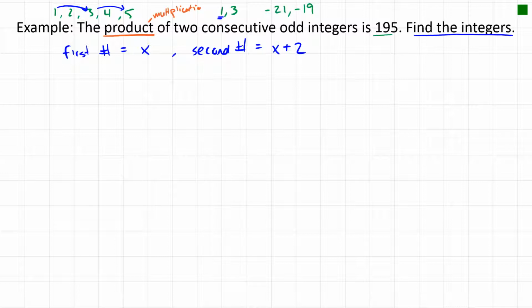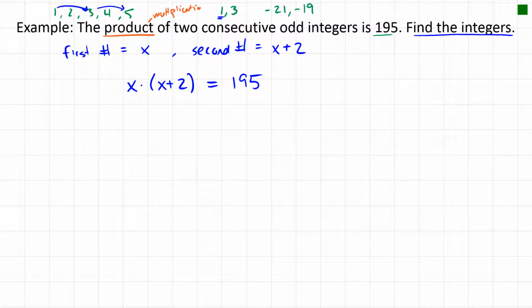So the two numbers multiplied together equal 195. So that would be the first number times the second number. So x times x plus 2 is equal to 195. So we've translated our sentence into an equation, and now we solve.